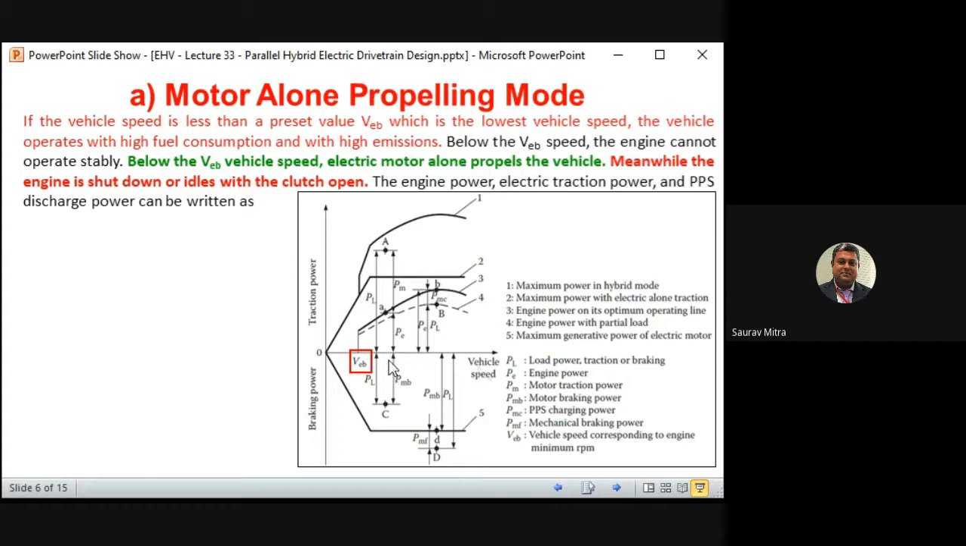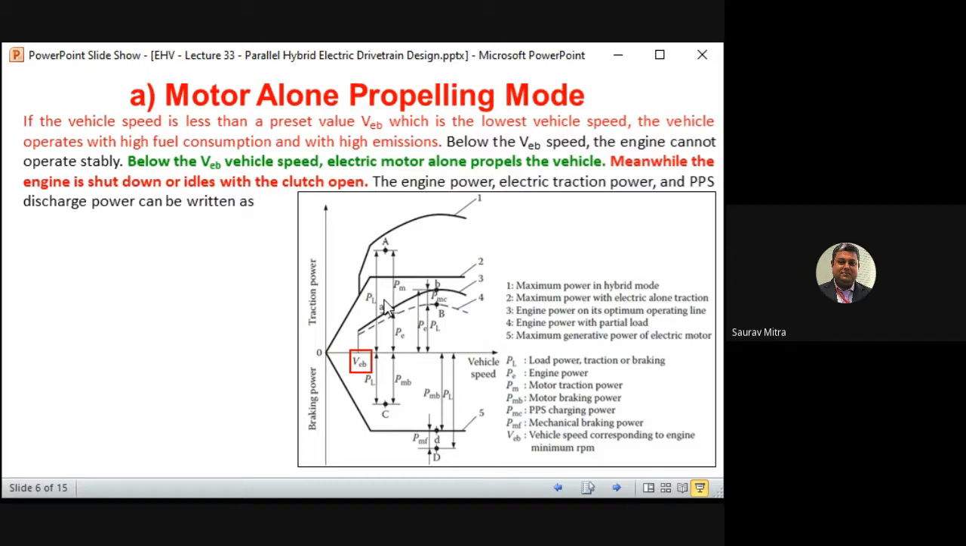So here, we are somewhere here. Below this VEB speed, the engine cannot operate stably. So VEB is, you can say, the limiting speed. If the vehicle speed is above VEB, then only you can say the vehicle is going forward. Below the VEB speed, the electric motor alone propels the vehicle. So below this, it is the electric motor propelled region. Meanwhile, the engine is shut down or idles alone with the clutch open. So in this case, PE is not there. That is the first thing.